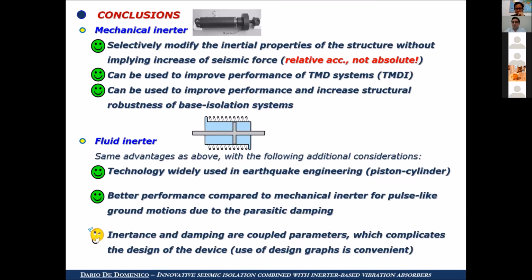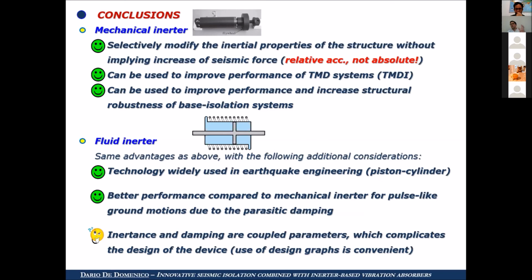I have focused my presentation on the peculiar characteristic of this device, the inerter, which is aimed to selectively modify the inertia property. This is quite different from a typical addition of a mass, because the inerter works in terms of relative acceleration, not absolute acceleration. So it can be used to improve the performance of TMD systems. It can be used to improve the performance of a base isolation system.